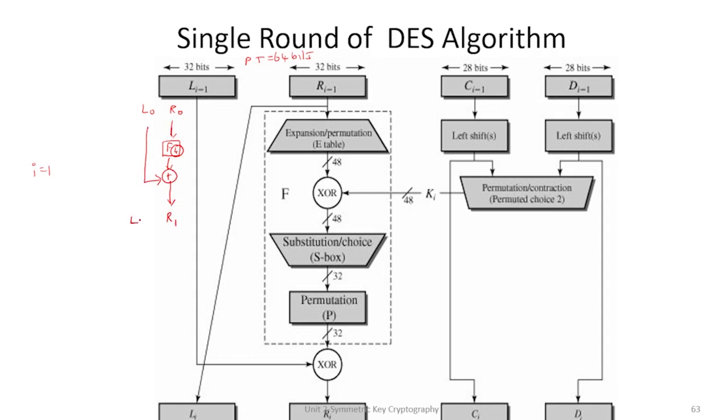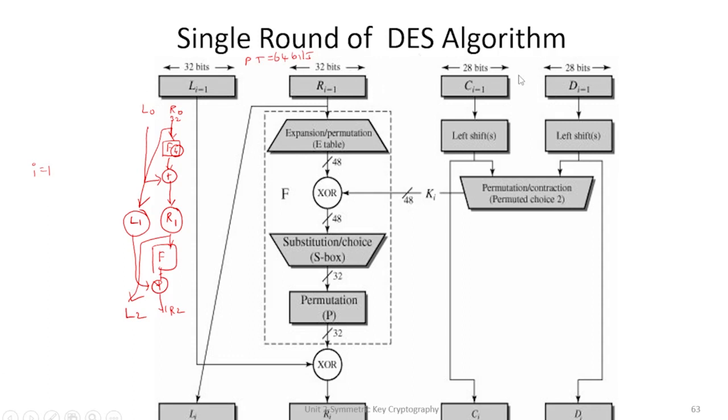Then what is the L1 part? L1 part is nothing but the same R0 value. So the right side 32-bit value is given to the second round. So this is the second round operation. Once again you do the round function operation at the right side and you do the XOR operation with the resultant value. It will be given to the right. So what is your L2 part? L2 part is your R1 value. Like that, totally 16 rounds will be performed.